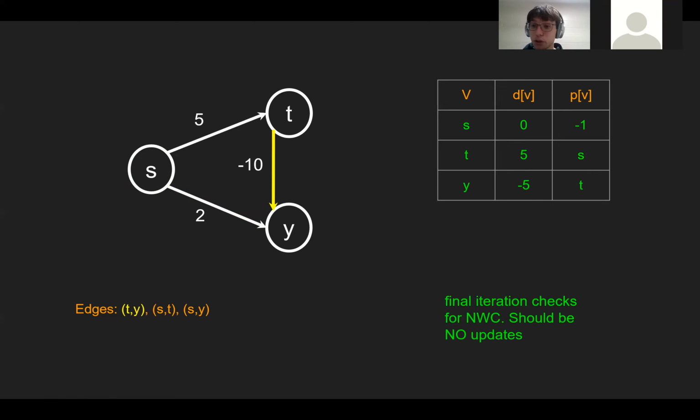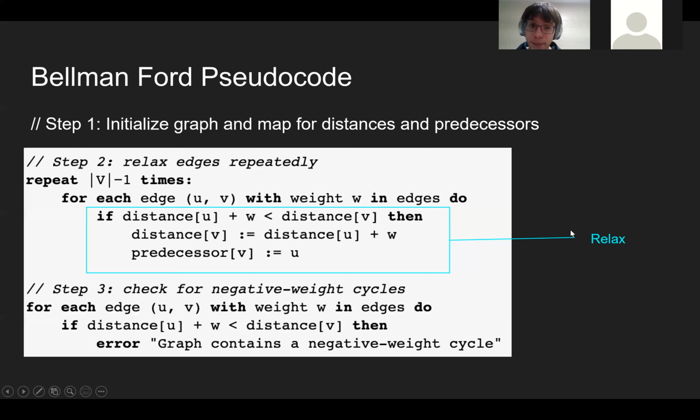We're expecting no updates. If there is an update, that means a negative weight cycle. So let's see. We do this one, we do that one, we do that one. There's no changes, so there's no negative weight cycle. And so that's good. That means that there is no negative weight cycle, and this is the best we can do. So let's look at the pseudocode. Step 1 is to initialize the graph and our map. And then the second step is repeated V-1 times, and then we do the last iteration here.